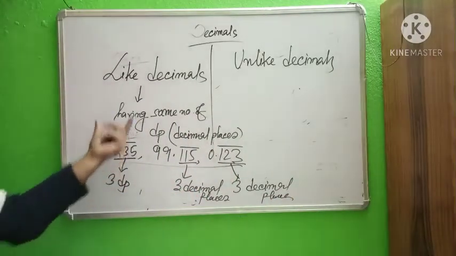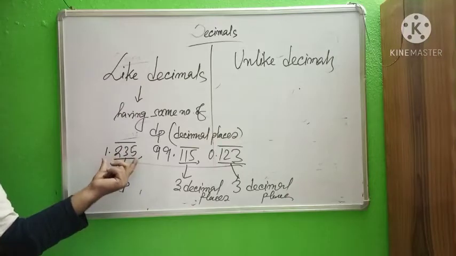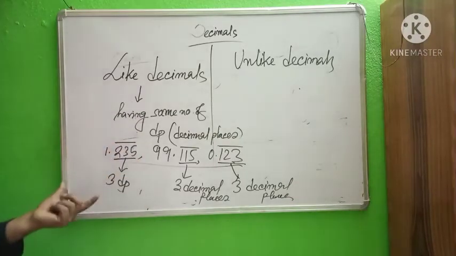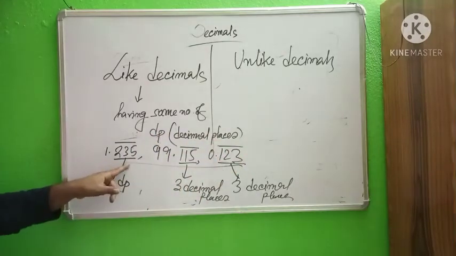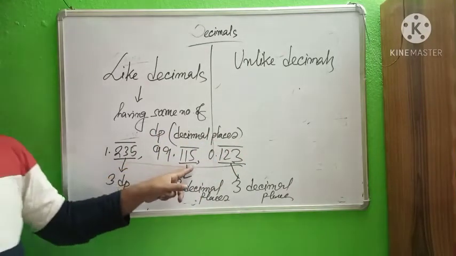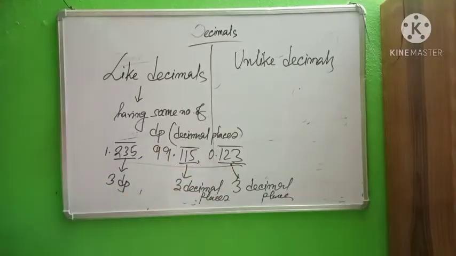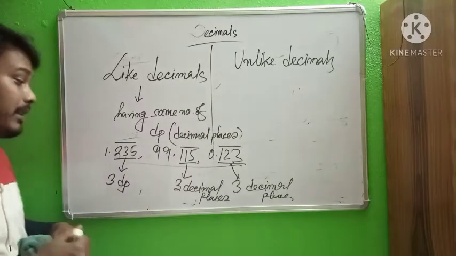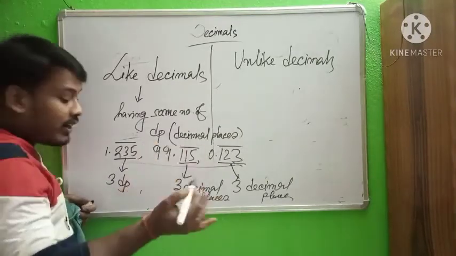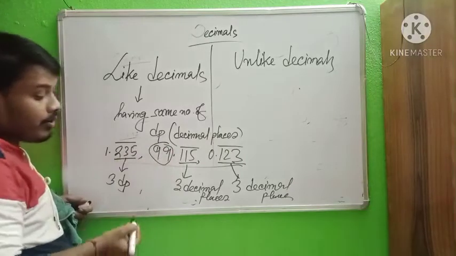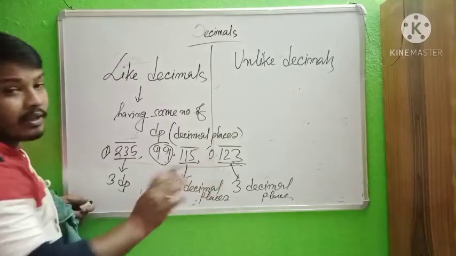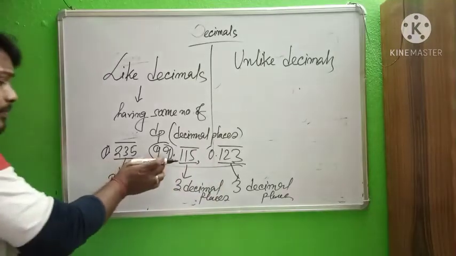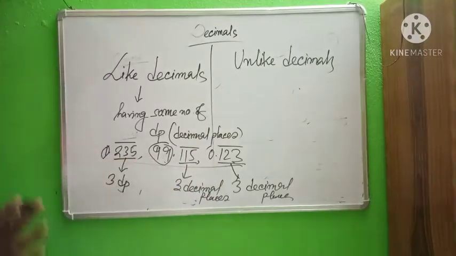So what is a like decimal? If the decimals have the same number of decimal places. Here 3 decimal places, here also 3, here also 3. So this kind of decimals are called like decimals. No need to think about the whole number part. Here the whole number part is 1, here 99, here 0. We only think about the decimal places.